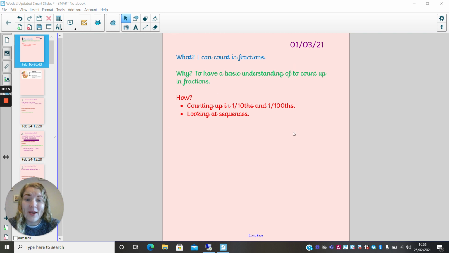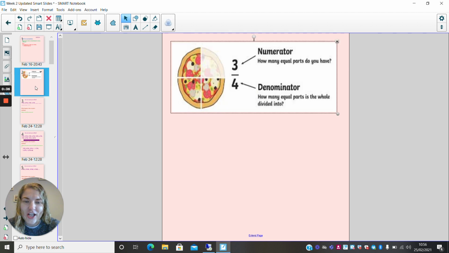So today, we are going back to our work on fractions that we did before half term, and we are going to be counting in fractions. So we're going to have a look at counting in tenths and hundredths, and then you are going to complete some sequences for me. And at the end, you're even going to write some sequences for your grown-ups at home to complete, which will be lovely.